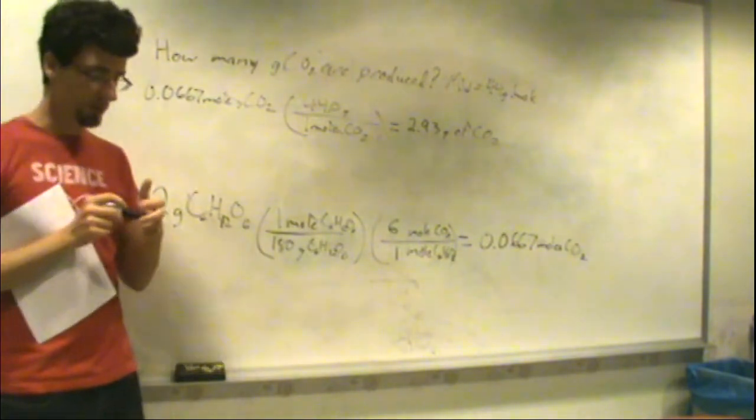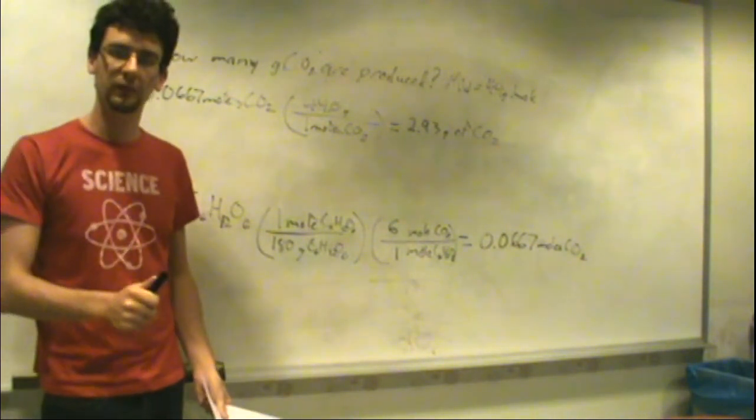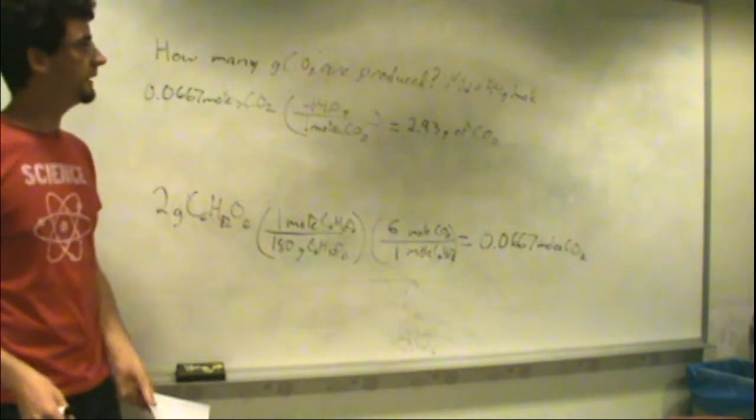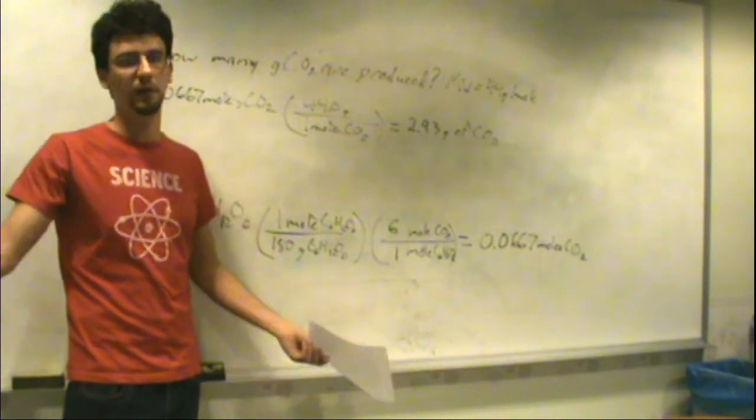So hopefully with this short example, I've shown you how to convert from grams to moles and from moles to grams, and hopefully you have a better idea of what Avogadro's number is. And remember, Avogadro's number is nothing more than a chemist's version of a dozen.